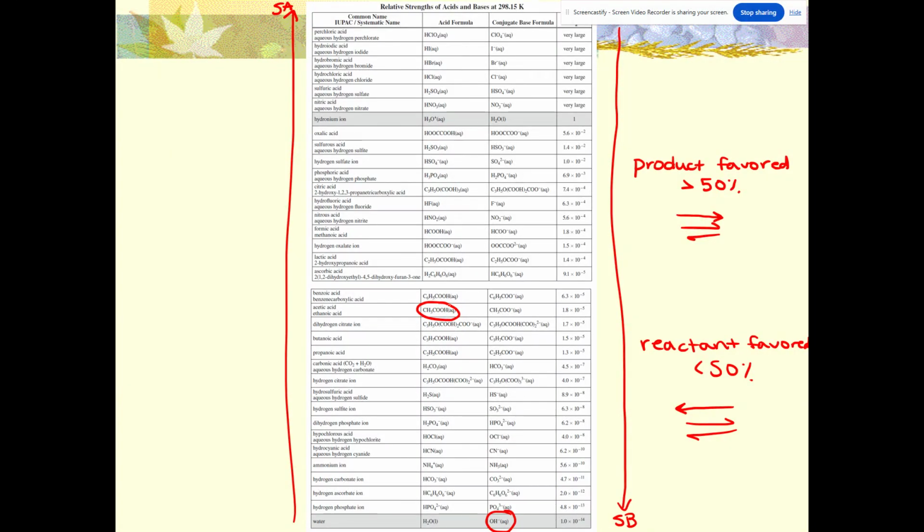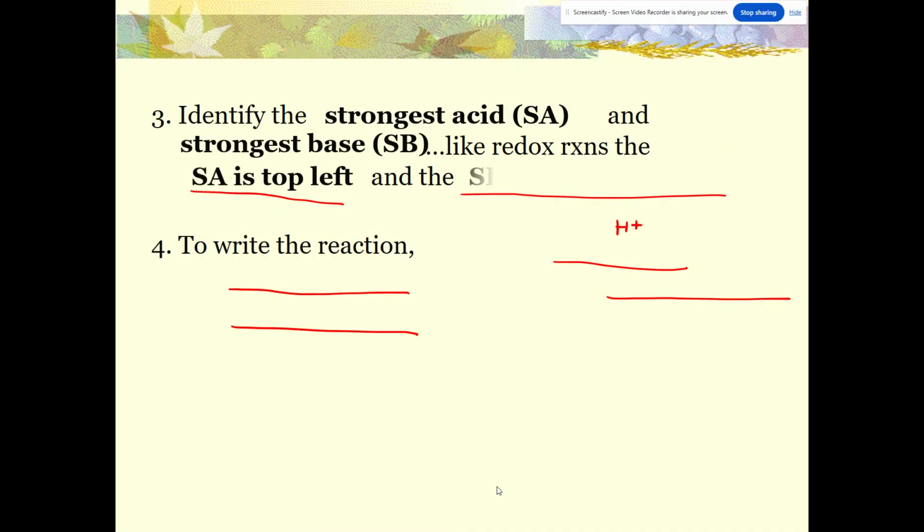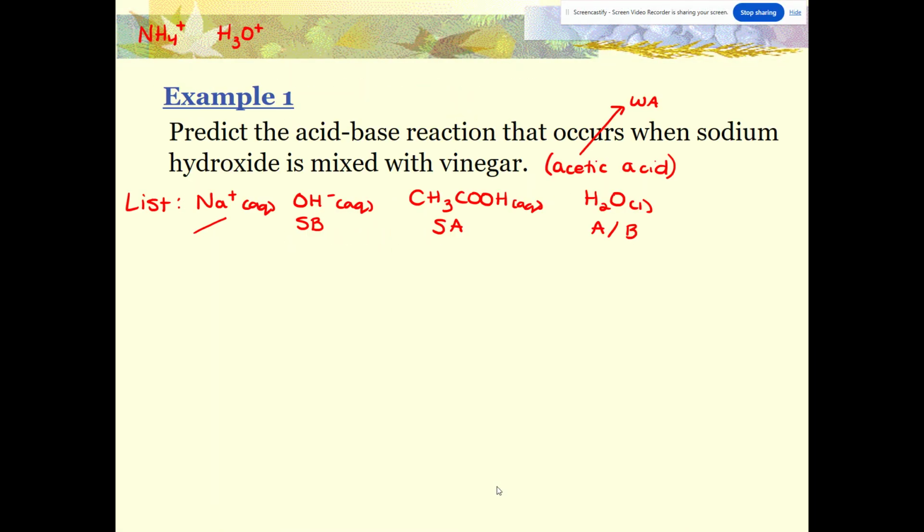So acetic acid, again, being other than water, further up, so it's the strongest. And then other than water, again, hydroxide's the strongest. Because my acid is higher than my base, this is going to be a product-favored process. So to write the reaction, we're going to show the transferring of the proton, and we're also going to label everything that we have.